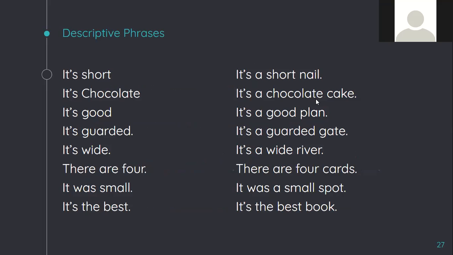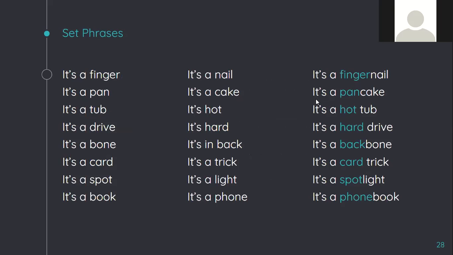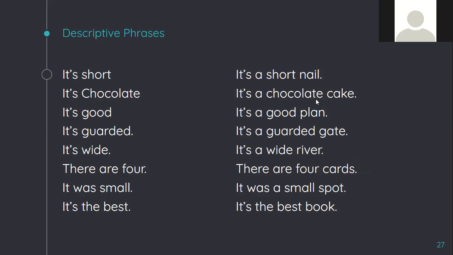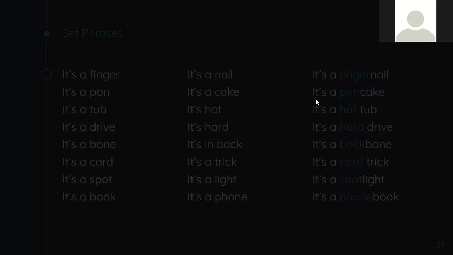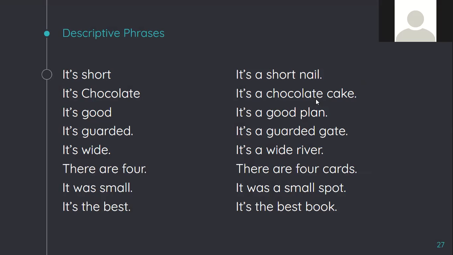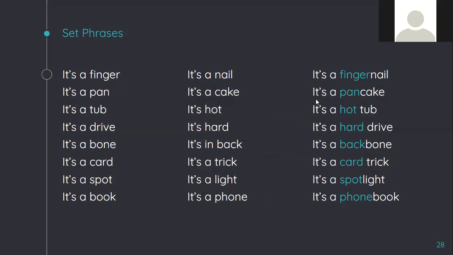This is about descriptive phrases. Descriptive phrases means you have to emphasize, let's see. I don't know why I did not color code these. It would have been so much easier if I did. Okay. So basically, if I'm describing something, I want to say the ends.